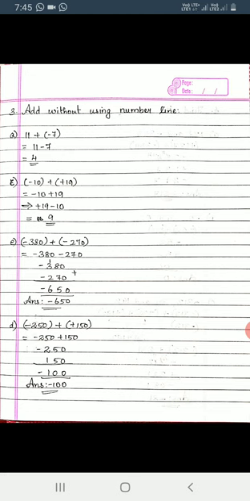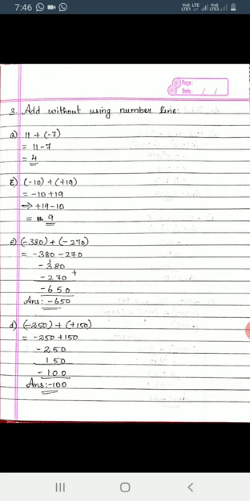So, in the third line, you see, minus 10 plus 19 is written as 19 minus 10. We are just interchanging the position for our convenience. Minus 10 plus 19 is written as plus 19 minus 10. Now, it is easy for us to subtract. What is 19 minus 10? It is 9. So, you got the answer as 9.